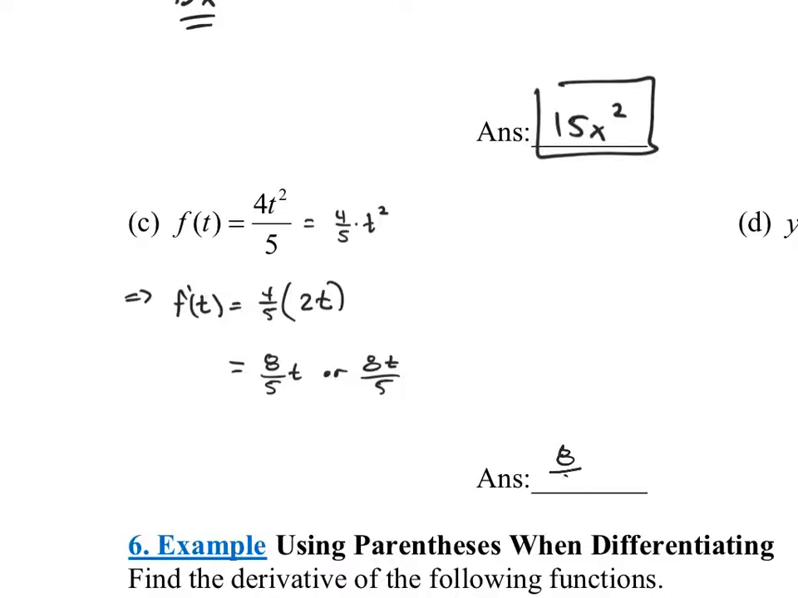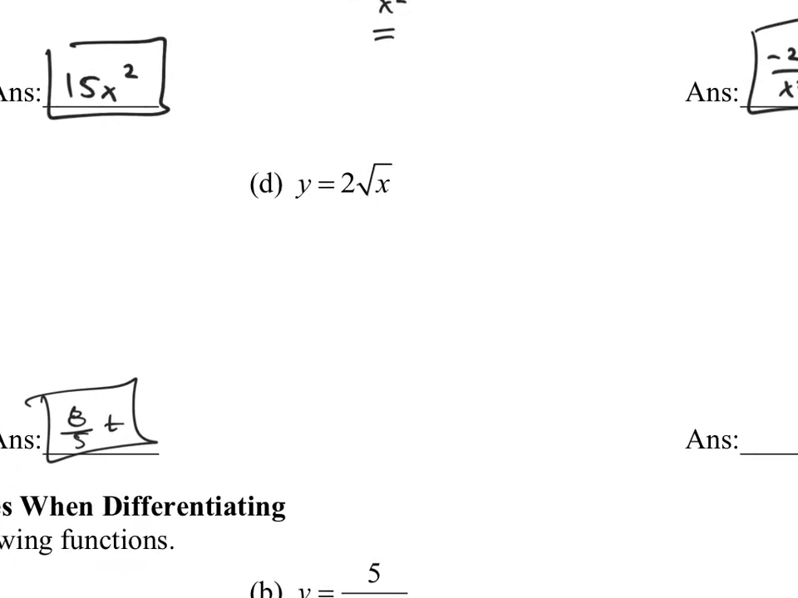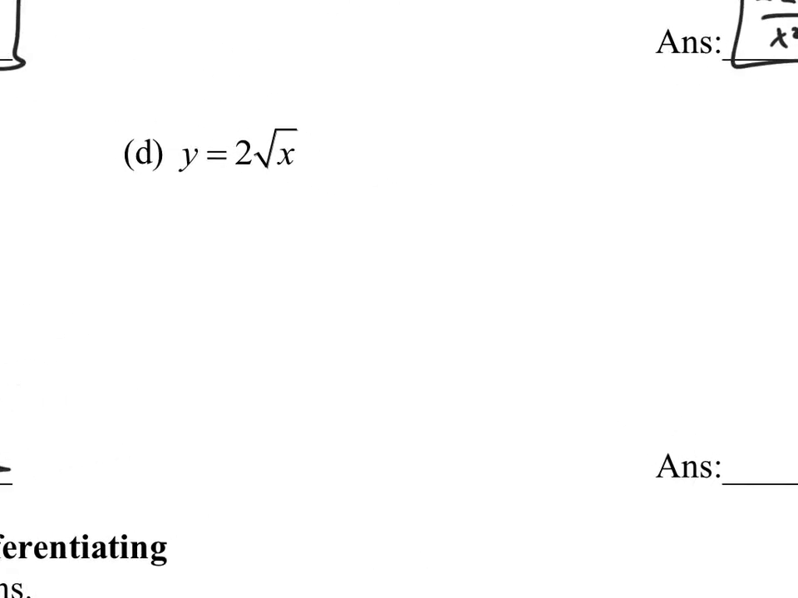I'm just going to write 8/5 t, just because I'm thinking about that as a constant multiple. Let's look at d here. It says y equals 2 times the square root of x. Again, anytime you have a radical, you want to convert that to exponential notation. So in exponential form, the square root of x is the same thing as x raised to the 1/2 power.